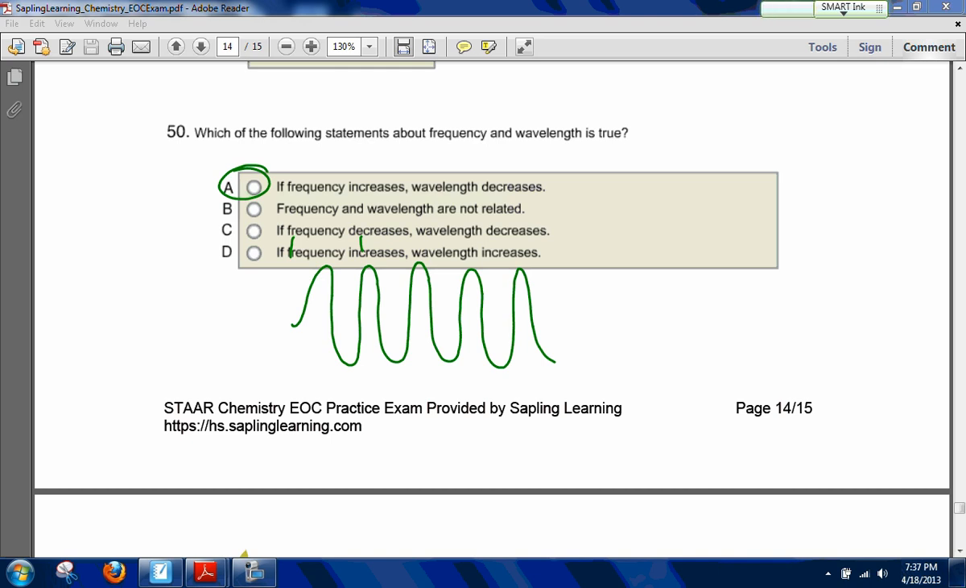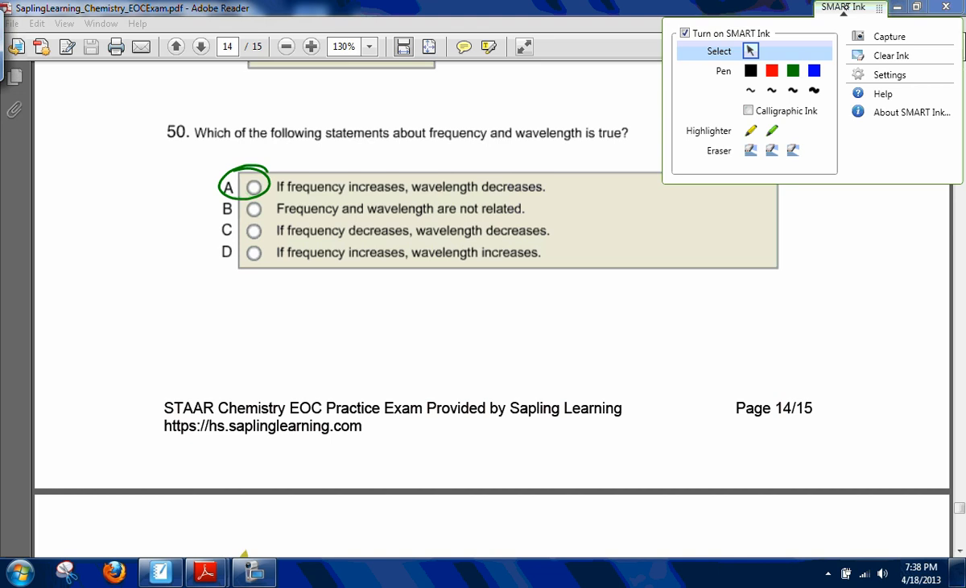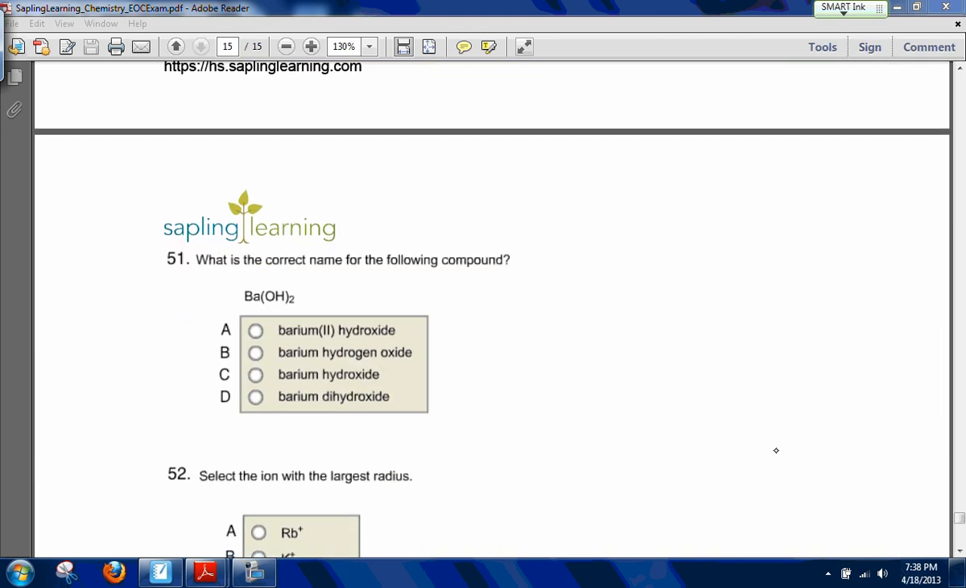Frequency and wavelength are related. C says if frequency decreases, wavelength decreases. So that's opposite of what we saw. And then it says if frequency increases, wavelength increases. And that's the same thing as what C is saying. So A is the answer. And we're almost done. Two more questions.